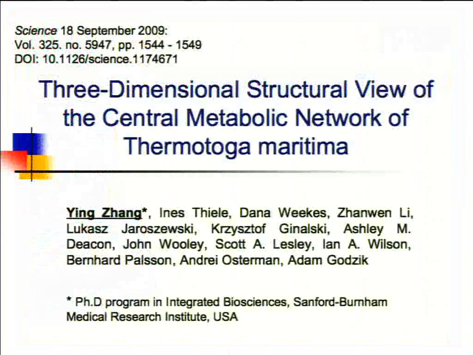Okay. Good afternoon. My name is Ying Zhang. I'm a fourth-year graduate student at Stanford Burnham. It is my honor today to present you our research, which was published last year, about a three-dimensional structural view of the central network of Thermotoga maritima.